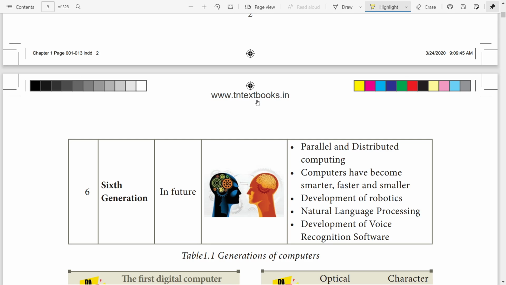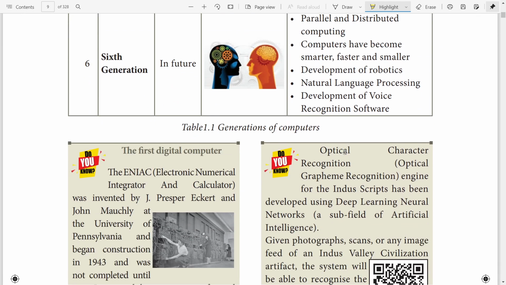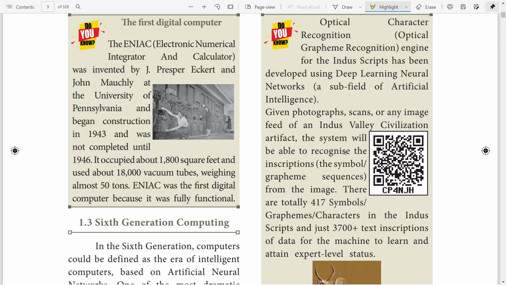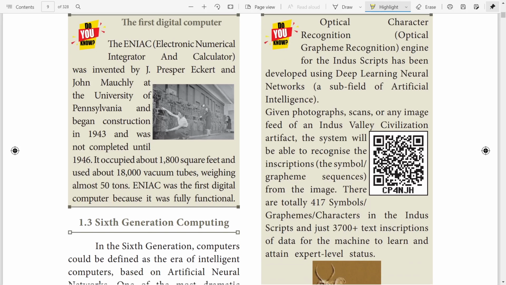Next, sixth generation, in future. Parallel and distributed computing. Computers have become smaller, faster, and smarter. Development of robotics, natural language processing, development of voice recognition software. Many of you can go through this do you know topic.